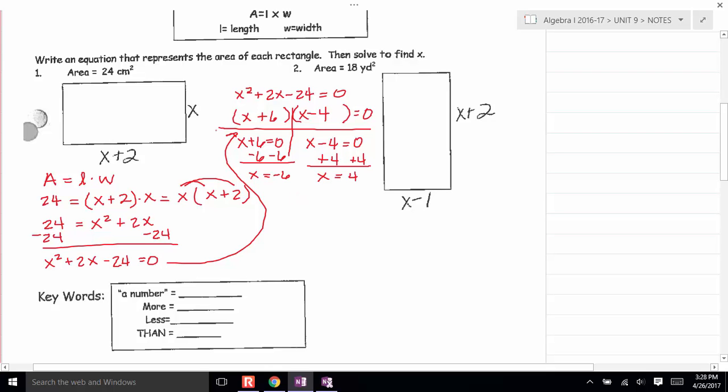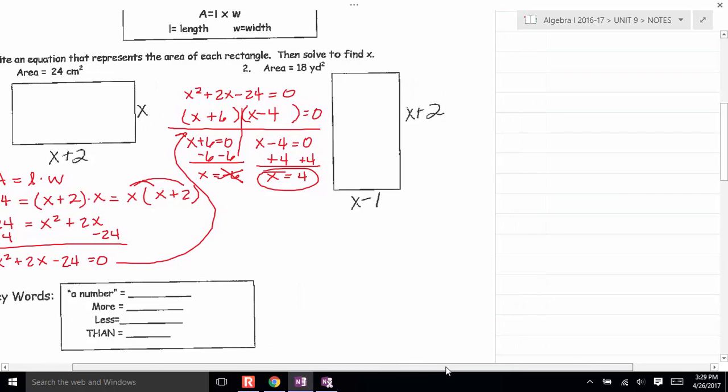Now, since x represents the width of a rectangle, we can automatically rule out any negative answers, right? Because it doesn't make any sense to say that something has a negative measurement. So x equal to 4 would be the solution that we're looking for.